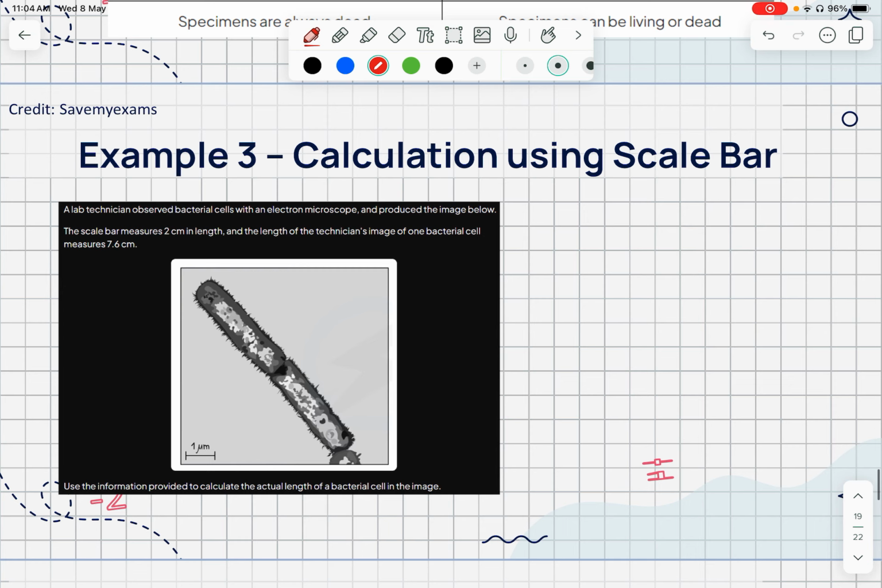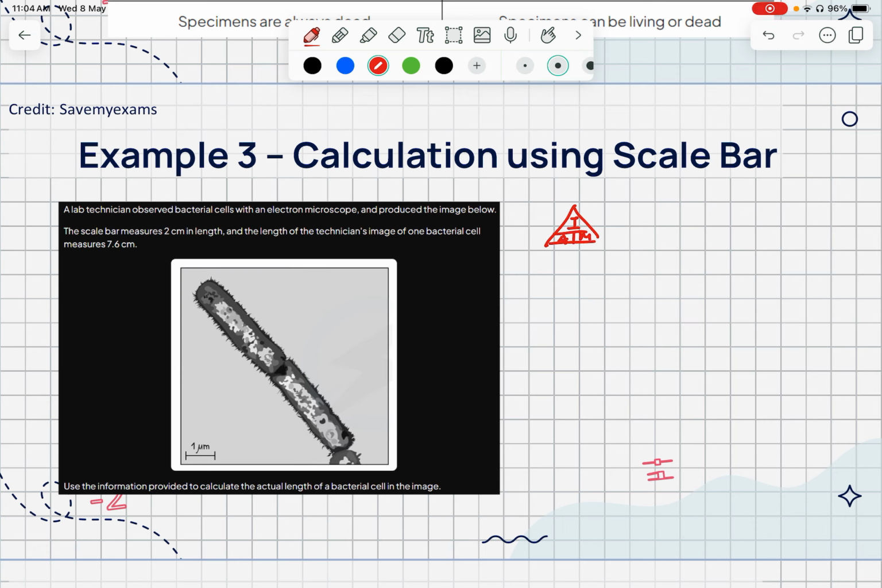So this is another example of how to use the scale bar to calculate the specimen size. A lab technician observes a bacterial cell with an electron microscope and produces the image below. The scale bar measures 2 centimeters in length. The length of the technician's image of one bacterial cell is measured at 7.6 centimeters. We want to calculate the actual length of the bacterial cell in the image, so we will use the magnification formula, I over M.